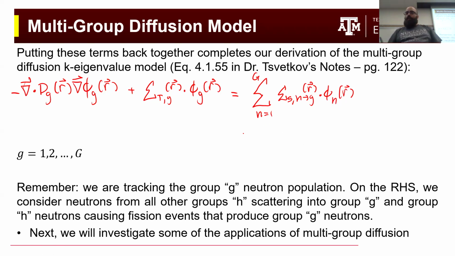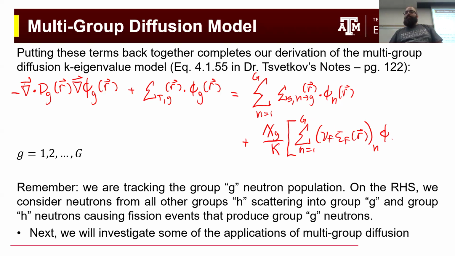And then I'm running out of room, so I'm just going to do a plus sign here for the rest of the right side. And then I had my fission term. So I had that chi G over k. And then I had a summation going from H equals 1 to big G. And then I had my group average nu sigma F, which could vary with position. And that was for group H. And that was also multiplied by the flux of neutrons in group H.